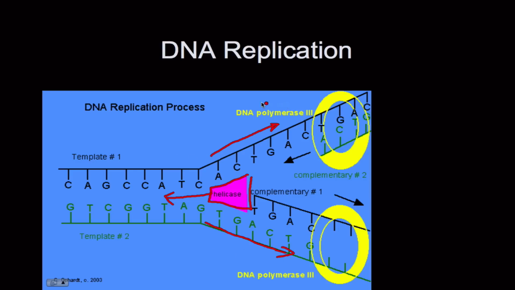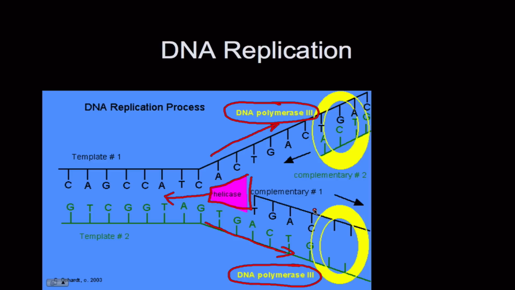So we have a template over here and we have a template over here. And DNA polymerase comes in. That's another enzyme. DNA polymerase comes in and it basically just reads the strand just like you or I would. It reads it and says, okay, here's an A, we got to put a T with it. Here's a G, we got to put a C with it. Here's a T, we got to put an A with it. And it's doing that on this other strand as well.